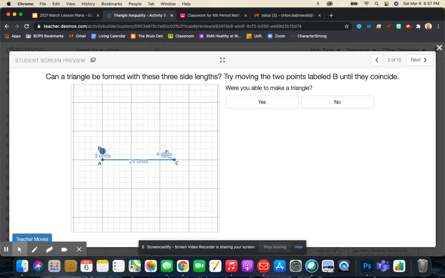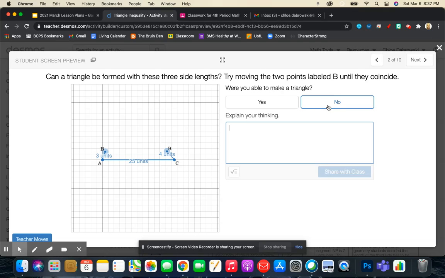This one is 3 units, this one is 4 units, and the bottom is 25. However I move these sides, I am never going to be able to connect them. That 25 is just too big. So already my theory is kind of disproved. So what do we need in order to make a triangle?